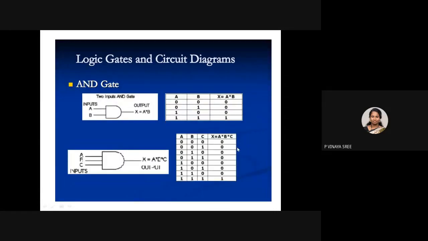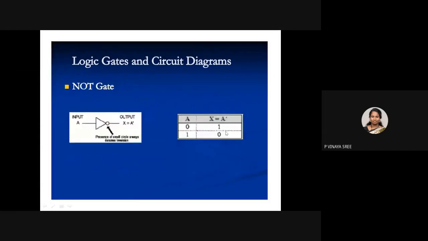Coming to AND, why I'm revising is you need to write a truth table for this now. Then only you can implement this. So AND is, if both are high, then the output will be high. And for the remaining cases, if any input is 0, then by default you will get the output as 0.